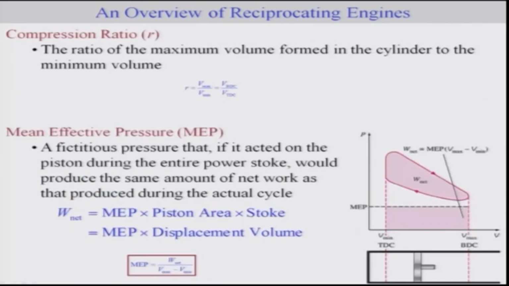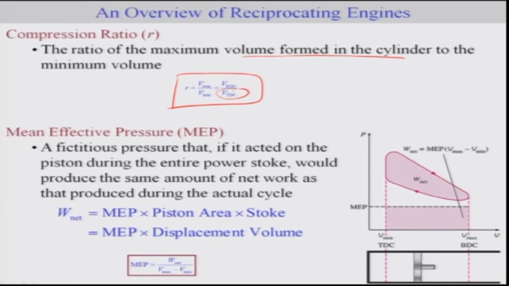We will be making use of compression ratio in our analysis, which is nothing but the ratio of the maximum volume to the minimum volume. Maximum volume of course corresponds to the BDC, so the volume corresponding to BDC is the volume formed in the cylinder. That will be the maximum volume, and the volume corresponding to TDC of the cylinder, that means the empty volume, would be the minimum volume, because this is the top dead center. So this ratio will be considered as compression ratio.